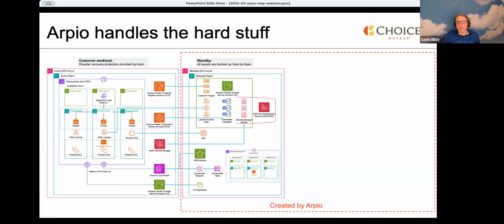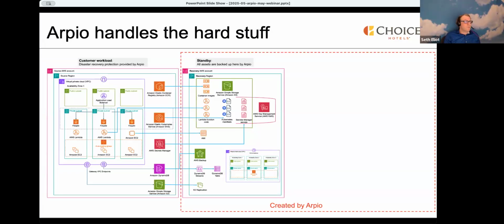And so this is where I want to get a little deeper into architecture. If you're really into architecture, now is a chance to pay attention. If you're not into architecture, just bear with me for a minute. So this is an example of a Choice Hotels architecture for their booking software, the software you actually use when you go to their site to book a hotel room, on the left. And you can see it's using EKS, it's using DynamoDB, it's using Secrets Manager, it's using ECR to host their containers. And on the right, you can see what's created by RPO.